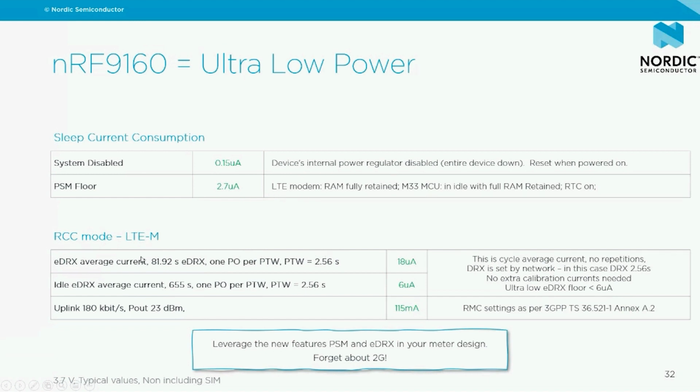And our eDRX average current in the optimal case is 18 microamp with 82 second eDRX. But as you saw on the previous slides, 18 microamp also depends on network settings, right? So we don't control that 100%.